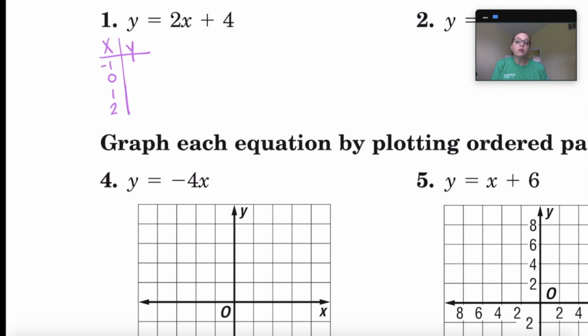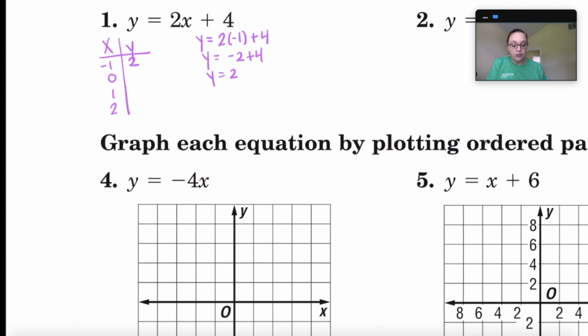All right, so we're going to, one at a time, substitute each of those values into the equation for x and then solve to get our y value. So if I start off by putting a -1 in for x, then y would be equal to 2 times -1 plus 4. So that's -2 plus 4, which is 2. So if x is -1, then y becomes +2.